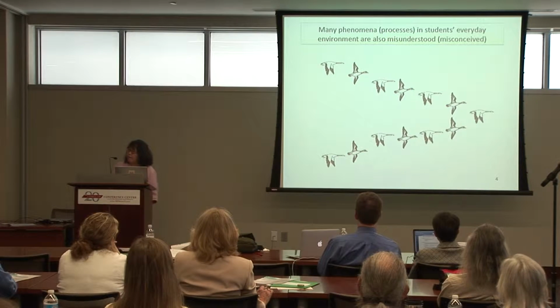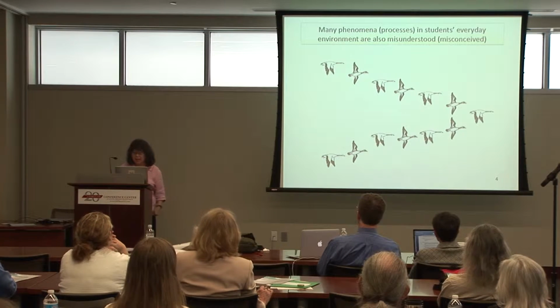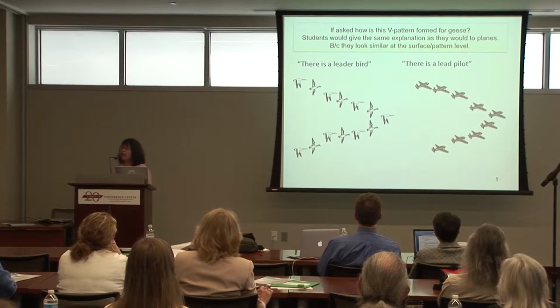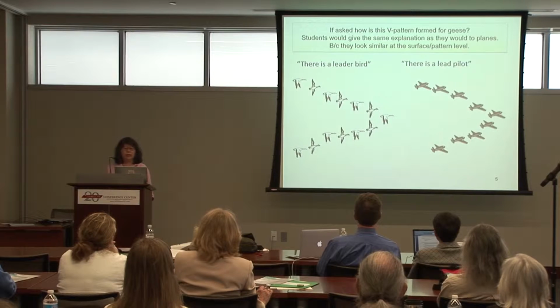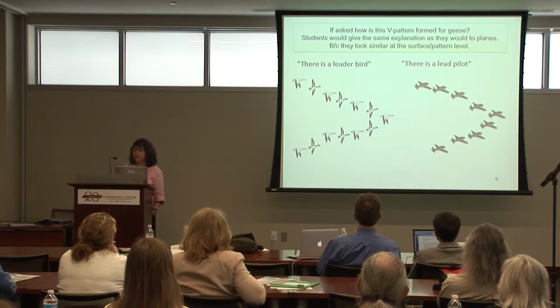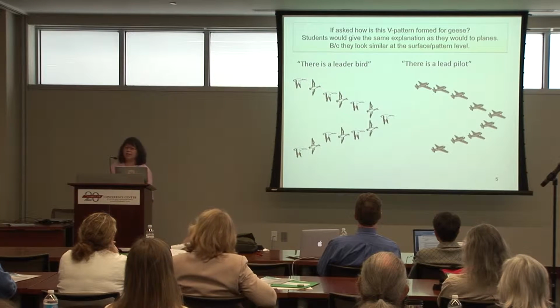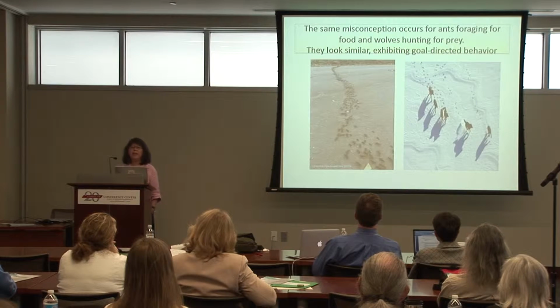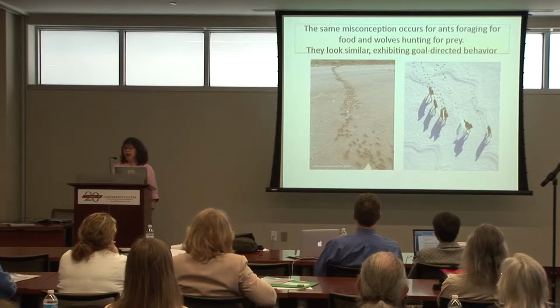So many phenomena, as it turns out, in students' everyday environment are also misunderstood or misconceived. For example, these geese flying. If you ask how the V pattern is formed for geese, either young children or older children typically say there's a leader bird. Well, they might get the idea because there's a lead pilot when they look at airplanes flying in V formation. And the same misconceptions occur for ants foraging for food and wolves hunting for prey.